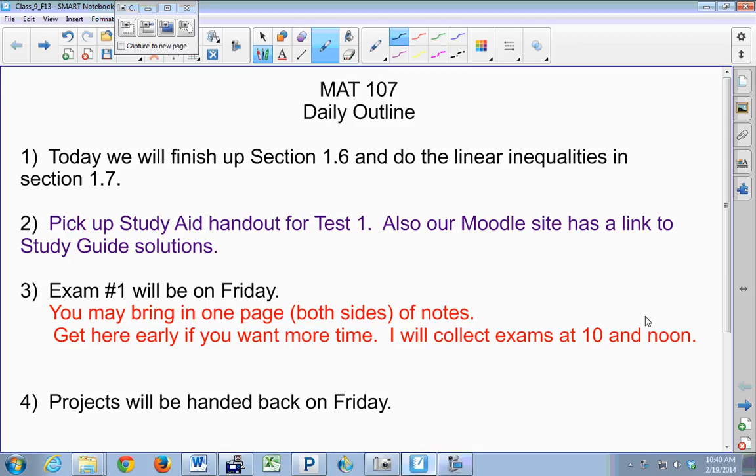The question that Gina had was about homework. So class 9 homework, which we would have done last Friday if we didn't have a snow day, is today. So today we're doing class 9.